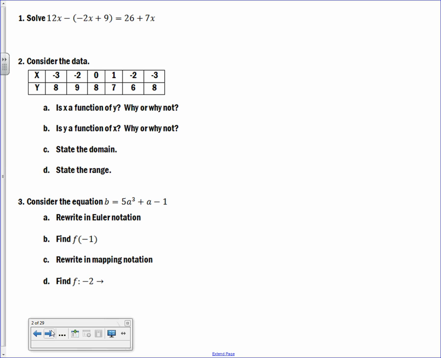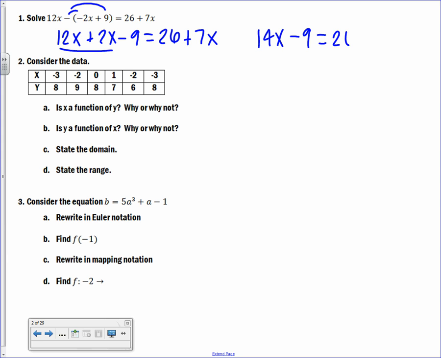So hopefully you remember that we should distribute our negative first. So that would become 12x plus 2x minus 9 equals 26 plus 7x. From there, on the left side, I would put my x's together. So I get 14x minus 9 equals 26 plus 7x. From there, I would get my x's together. So I'd subtract 7x from each side. So that would give me 7x minus 9 equals 26.